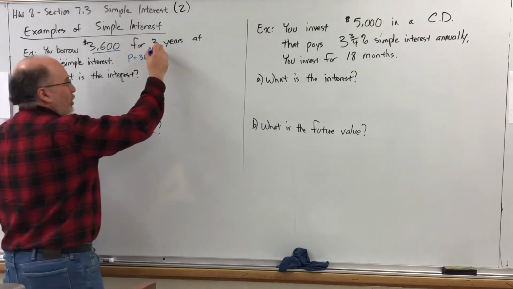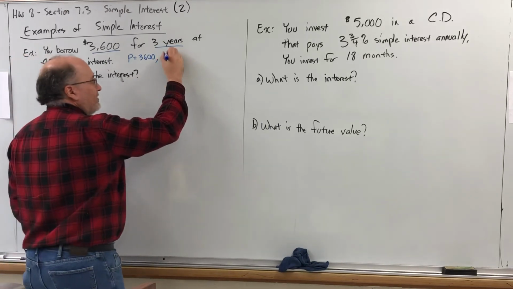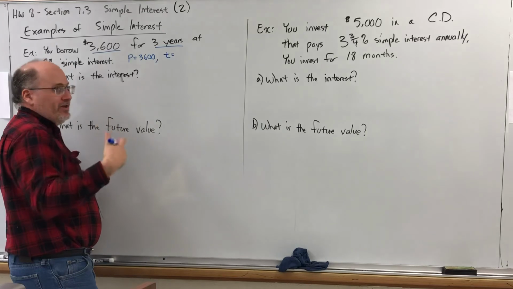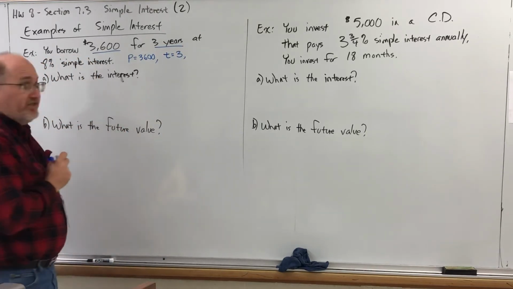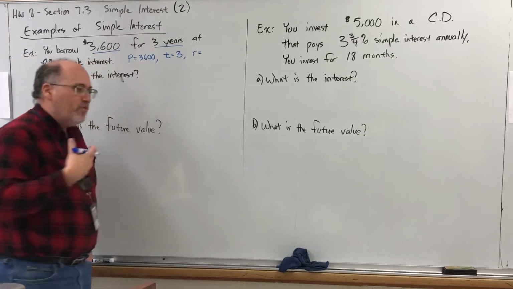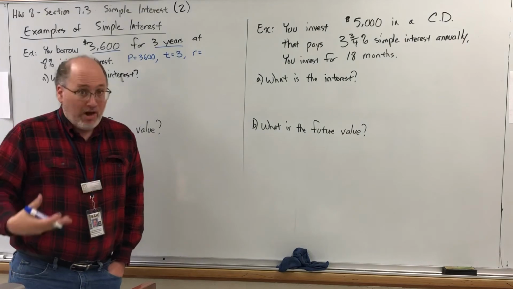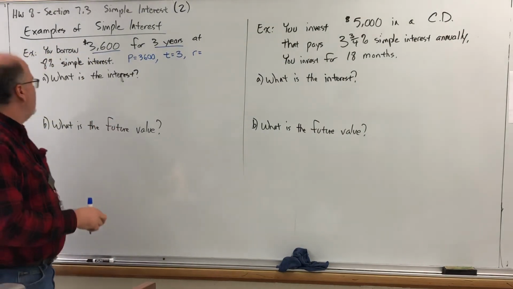So at some level, you should identify that P equals 3,600. The T is the term of the loan, or the time, and in this case, it's 3 years. The time is always calculated in years. And our interest rate is 8%. But as was mentioned in the previous video, you don't really do math with percents. You describe things with percents. You do math with their decimal equivalents.